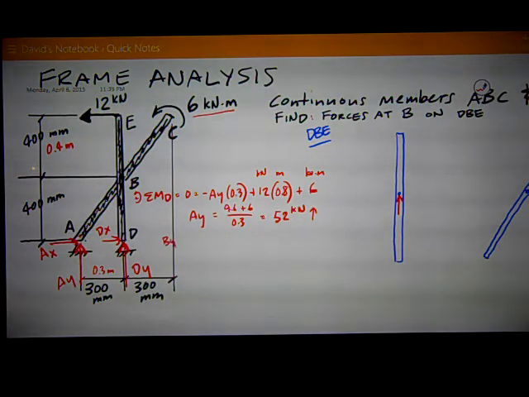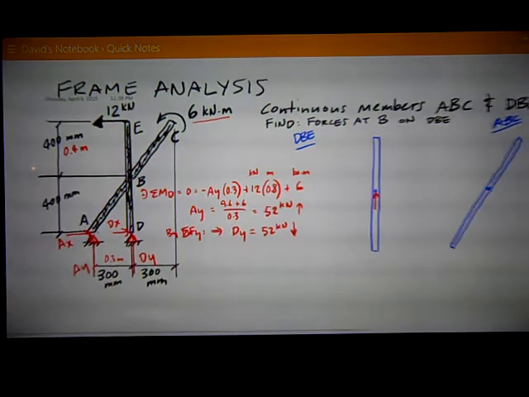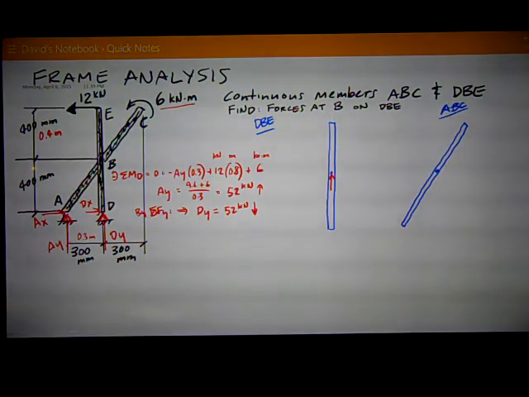Then by the sum of the forces in the y direction, I could say by inspection that if AY is 52 kilonewtons up, there are no other y forces, therefore DY has to be the opposite and the same magnitude, 52 kilonewtons down. I want to use that on my broken apart free body diagrams. I can't solve for anything about AX and DX other than to know that they add up to 12 kilonewtons to the left. So I put my reactions on here as I know them.